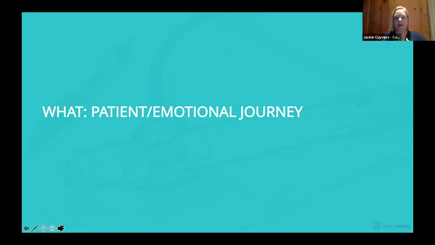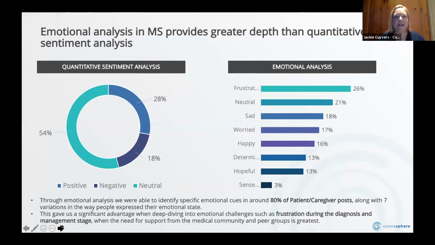Then after that, I'll show you how we did it, so you can do it too. Okay, so the first thing to understand is that the emotional analysis can be done at a very high level across the entire data set of conversations across all MS conversations. So this was looking at all MS conversations that happened over the last year in the US. That was about 250,000 conversations. And the stakeholders in this were patients, caregivers, and HCPs.